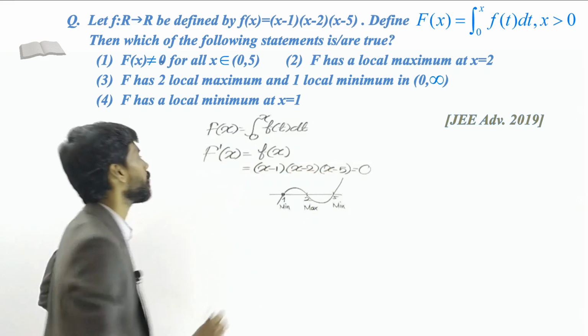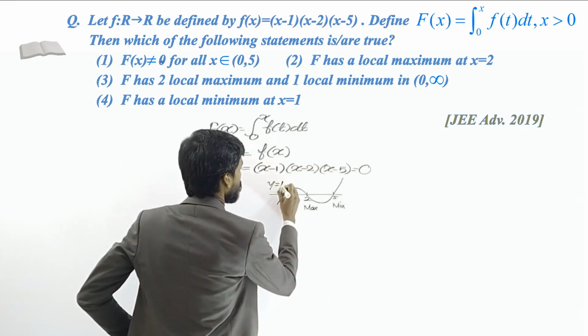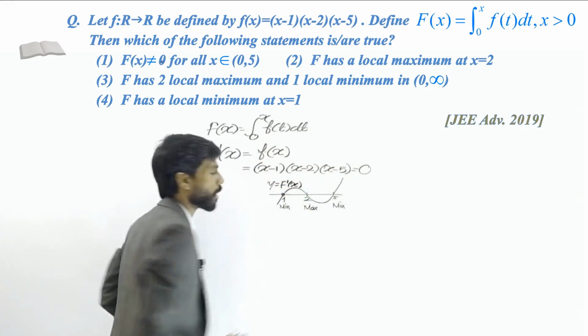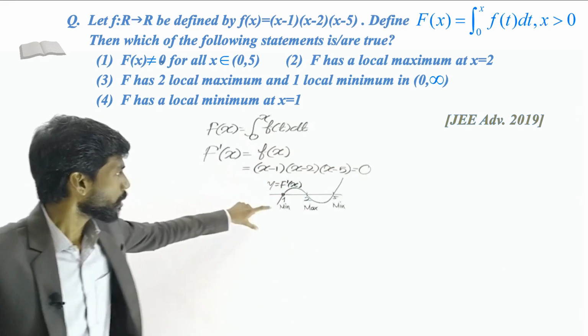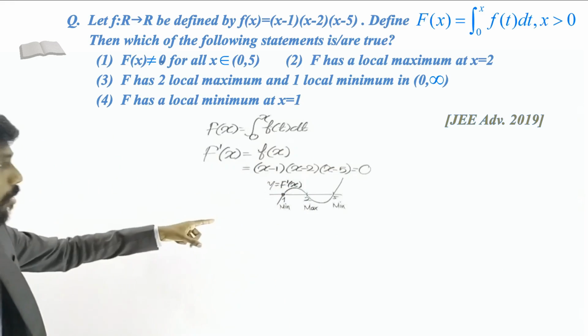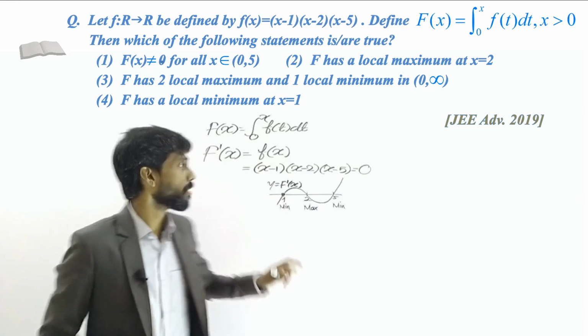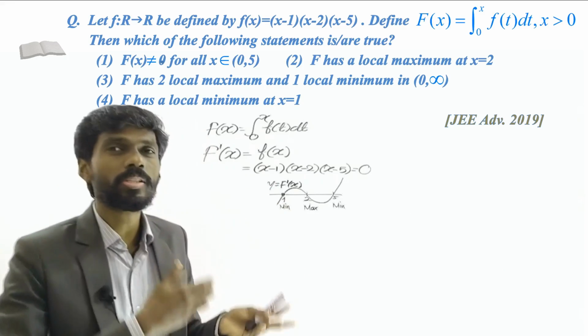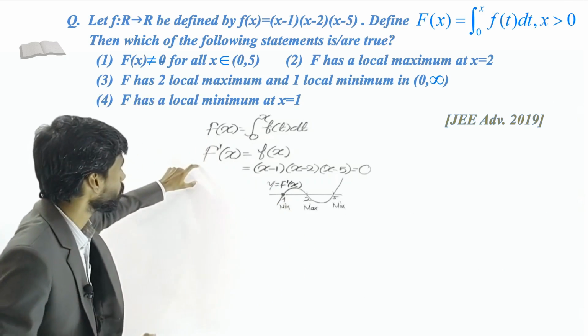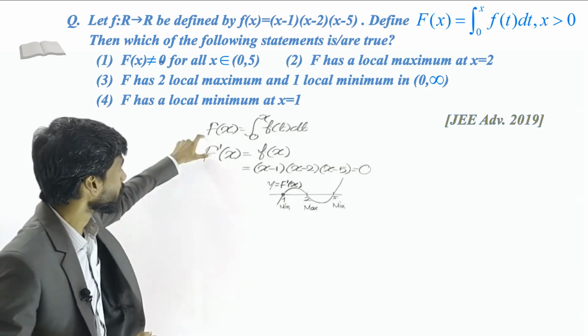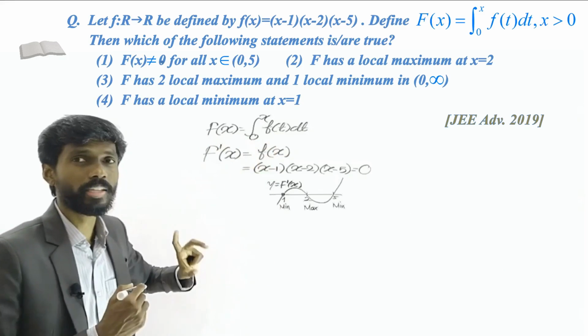This is the graph of the derivative F dash of x, not F of x. So that is one thing: it attains minimum value at 1 and 5 and maximum value at 2. Now we also have to check whether this function F of x becomes 0 at some point between 0 and 5 or not. So we have to find the function F of x here. F of x is given as an integral of f of t. You have to find the integration.